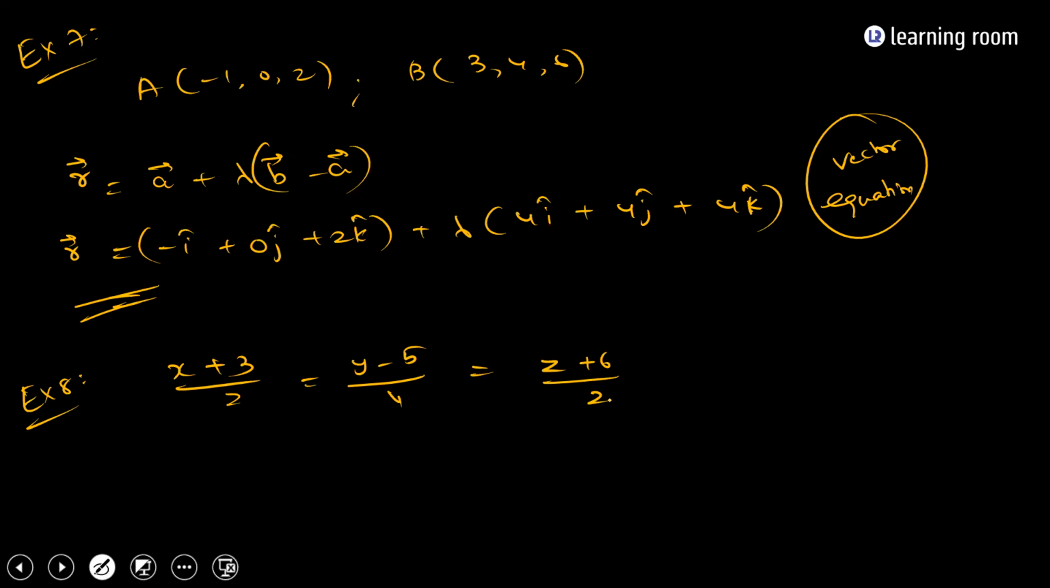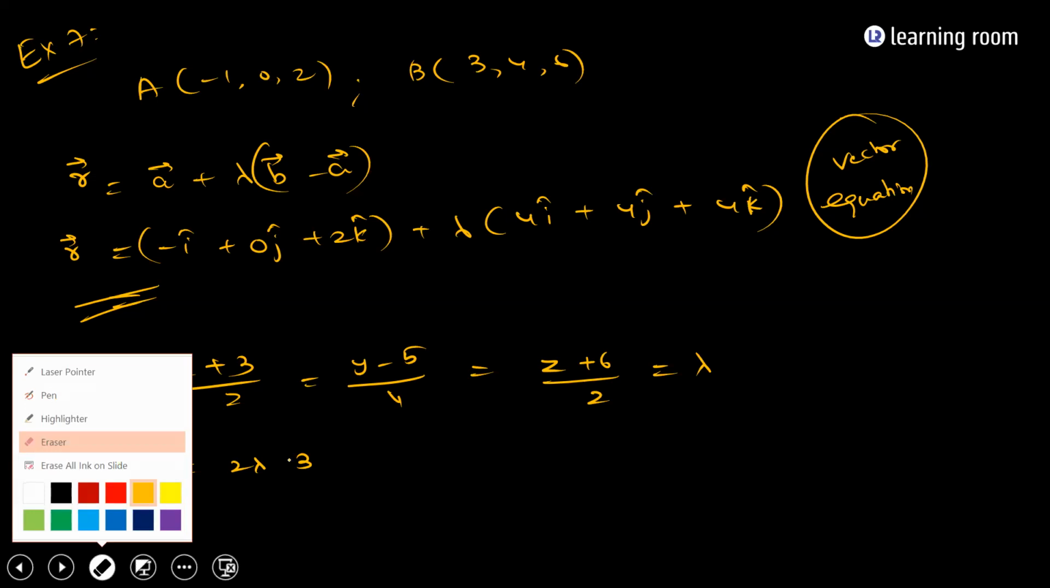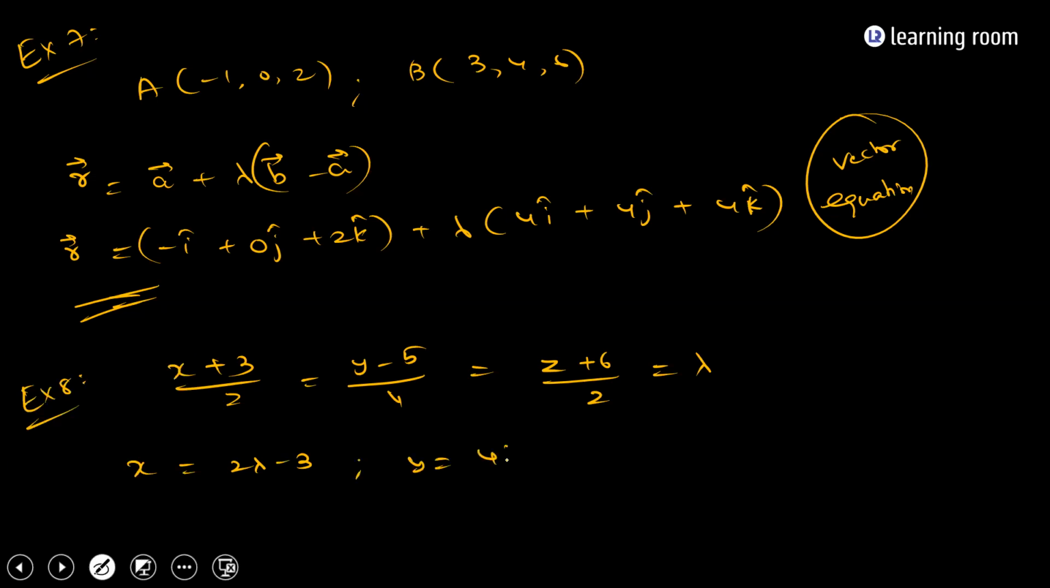Will you be able to do it? It's very simple. So we assume this will be lambda. X will be equal to 2 lambda minus 3. Y will be equal to 4 lambda plus 5.